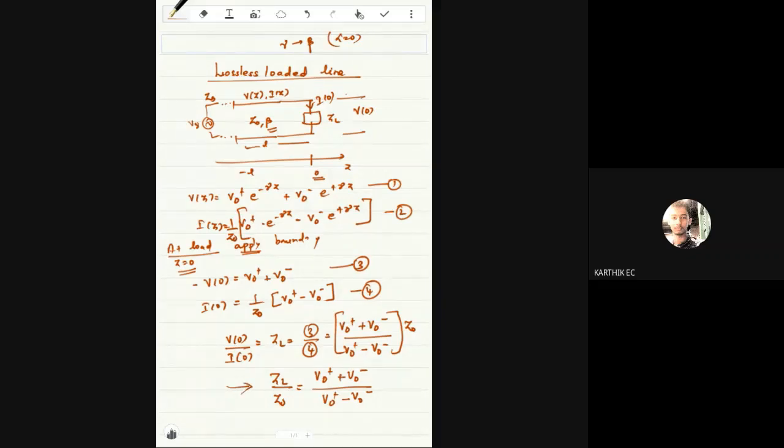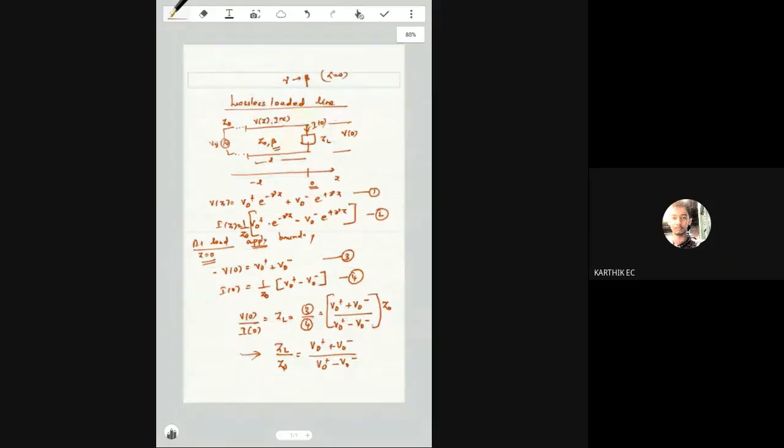If I divide the load by the characteristic impedance, I get the superposition of the incident and reflected voltage divided by the difference of the incident and reflected voltage. That is the ratio between the load and characteristic impedance. Then in mathematics, there is one formula, if you recall it, a by b. So, all are with me? I think it's not boring, because it's a derivation.